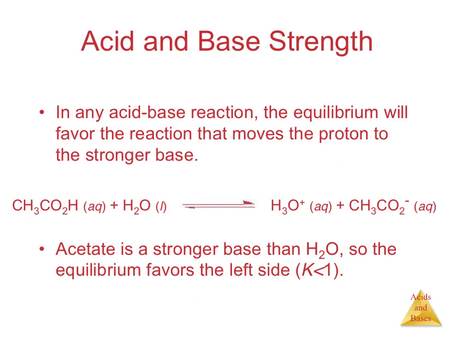Remember, the amount of reactants and products is determined by K, and for this reaction it's somewhere in the 10 to the minus 5 range. So it heavily favors the starting materials. Very little bit of it dissociates to hydronium ion and acetate ion. So the equilibrium favors the left-hand side of this reaction.